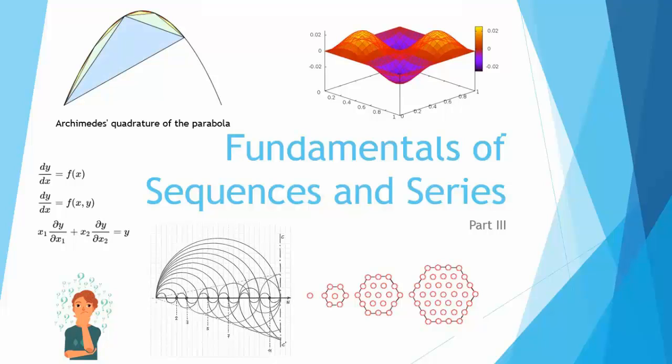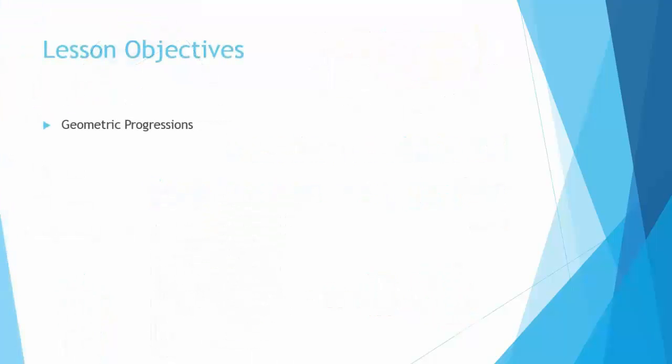In our previous tutorial, we learned about arithmetic progressions, where we found the formula for the nth term and also the formula for the sum of the first n terms. In this tutorial, we are going to learn about geometric progressions. We are going to find out the formula for the nth term and the formula for the sum of the first n terms of a geometric progression.